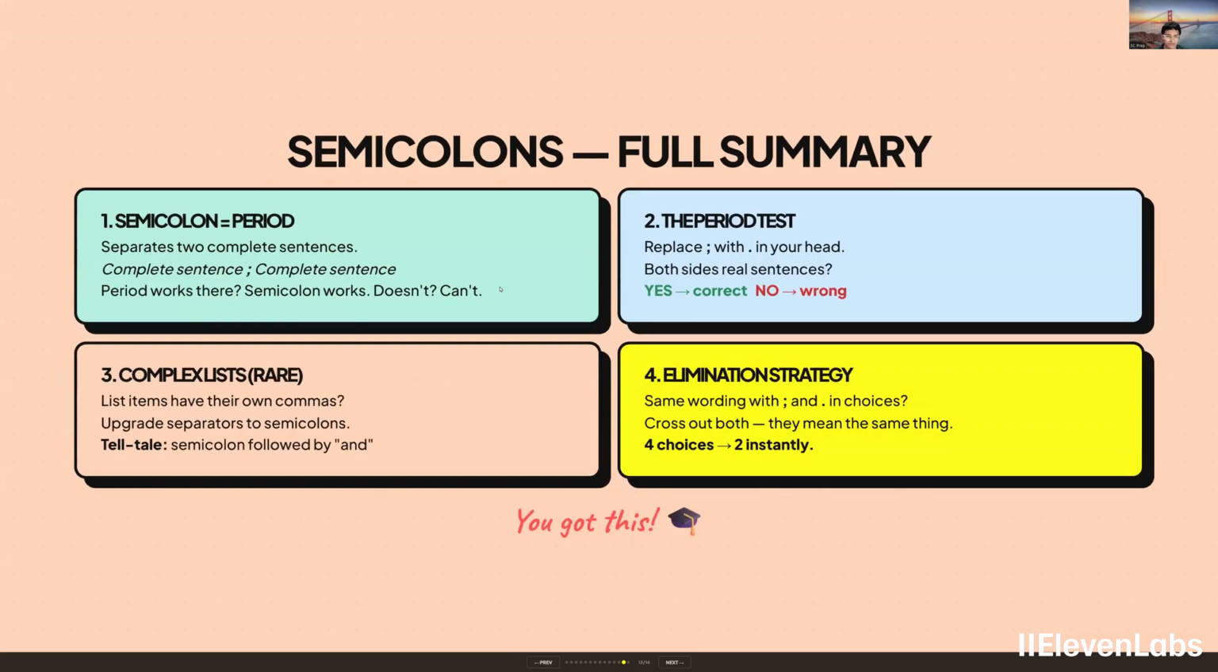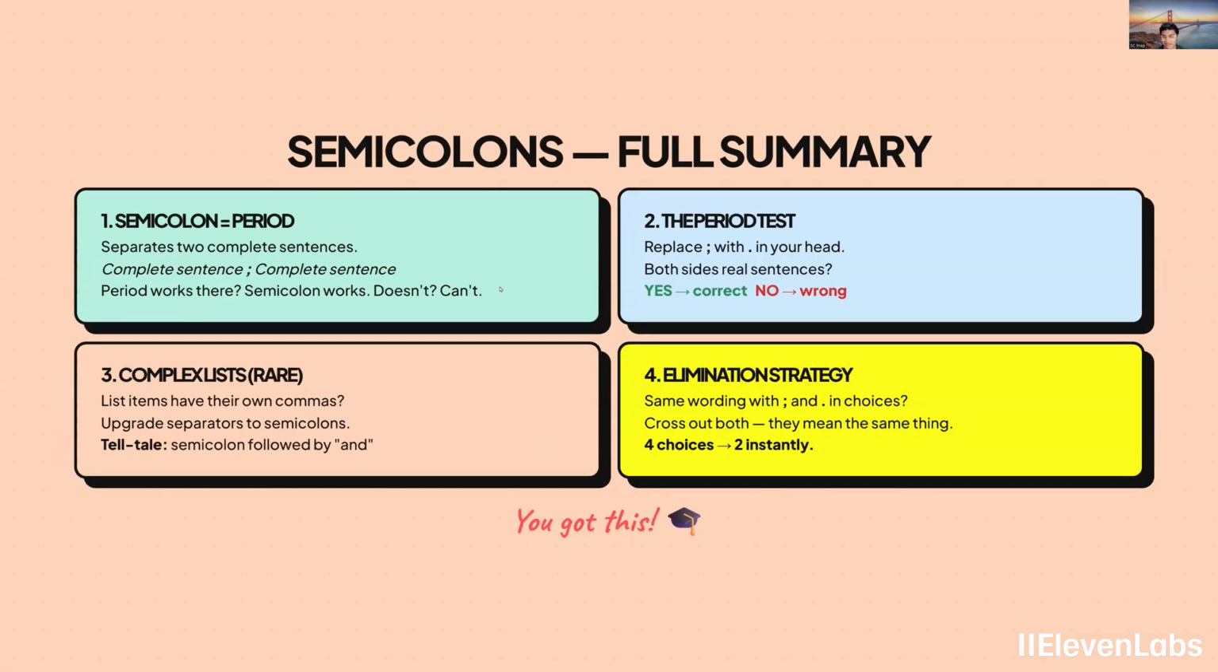Now let's do a quick summary of semicolons. A semicolon functions exactly the same as a period. If you have a complete sentence before and a complete sentence after, a period works and a semicolon works. If it doesn't, then neither can. And you can do this through the period test. And then you have the rare case with complex lists where you need to upgrade to semicolons to separate these complex items. And then most importantly, you have the elimination strategy, since if the semicolon and the period function the same, that means they both can't be right.